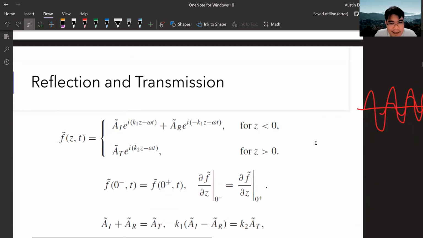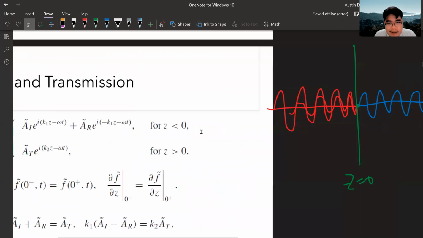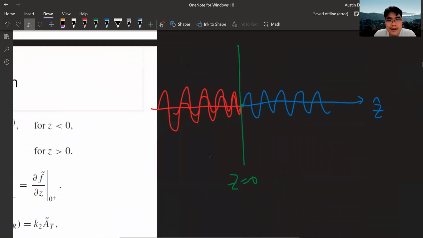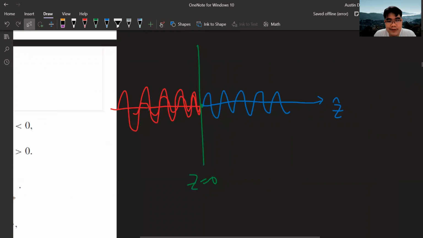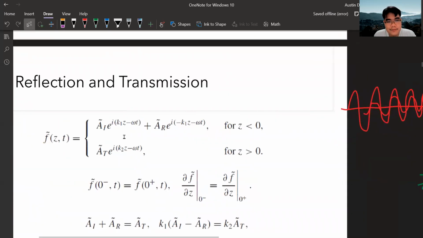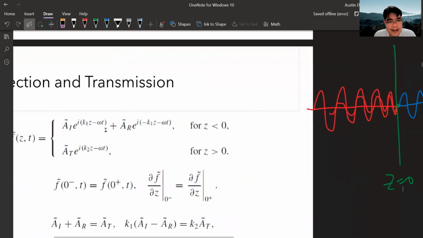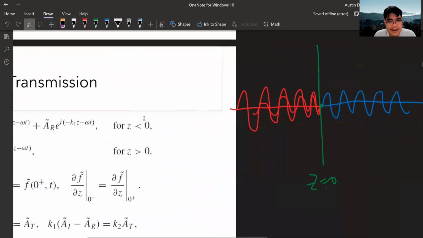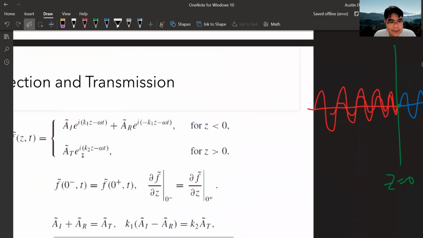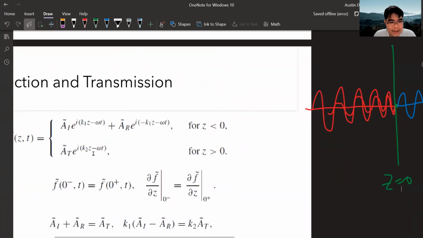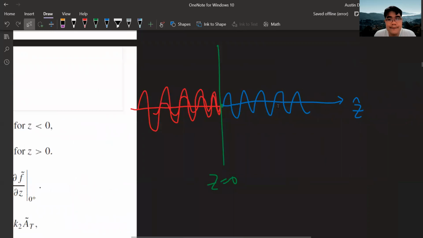Okay, pansinin natin yung mga K. Bakit same yung K dito? Kasi yung K would be determined sa properties ng string mo or ng wave mo. Okay? So, in the left, same sila. Dahil nandito sila sa left, same string sila, red. And then yung sa right-hand side mo, K2 na siya kasi this is a different string.